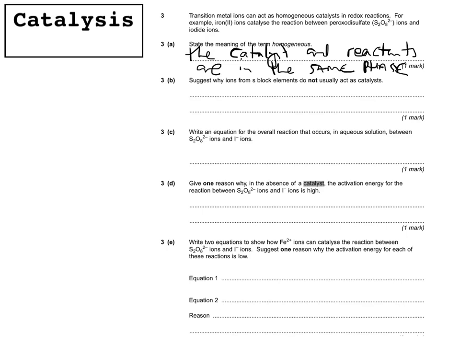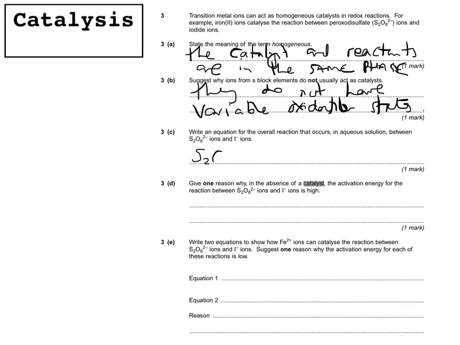And then suggest why ions from S-block elements do not usually act as catalysts, and that's because they do not have variable oxidation states. Write an equation for the overall reaction that occurs in aqueous solution between S2O8 2- ions and I- ions. So this is just one you have to know. So it's S2O8 2- plus 2I- goes to make 2SO4 2- plus I2.